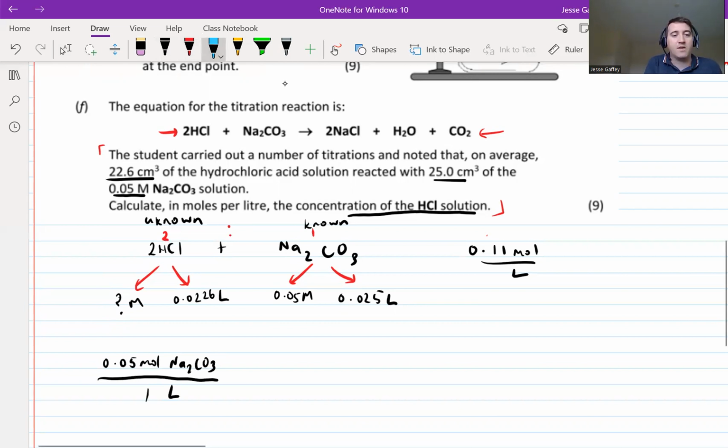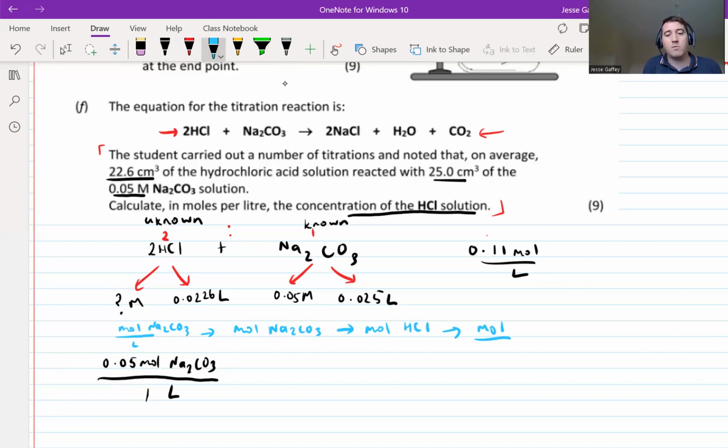So the plan for this should have been to go from moles per liter of Na2CO3 and end up with just moles of Na2CO3 per titration. I want to find the moles used per titration to get rid of the liters. Then I want to find how many moles of HCl that reacted with. And then I wanted to find out what was the molarity of that solution, so moles per liter of the HCl. That's the plan. Okay, so this is what I'm doing here. If you now know how to do it, pause the video and try and finish it.